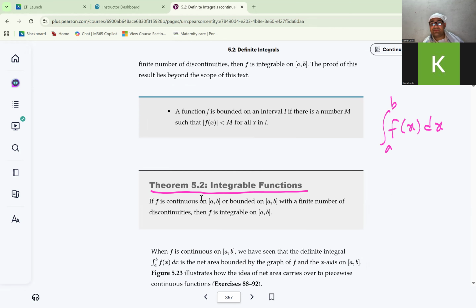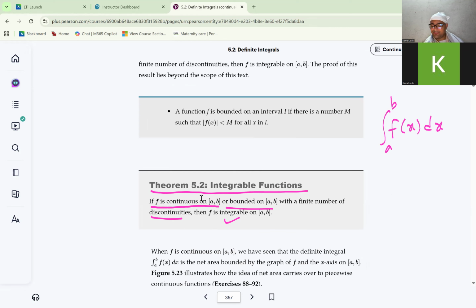The general answer for all functions is a little complicated and beyond the scope of what we study here. But there are some theorems which tell us which kind of functions are integrable. They're not going to tell you all general cases, but they will give you certain cases. If this happens, then the function is integrable, which means then you can find this integral. Okay. So here, one such theorem is if a function is continuous and bounded and has a finite number of discontinuities, then it is integrable.